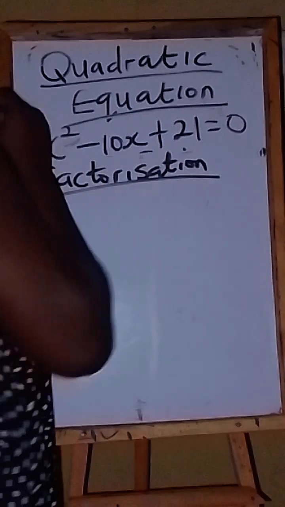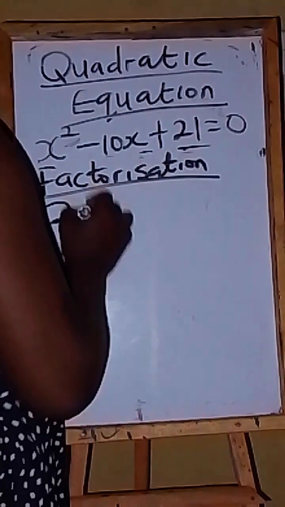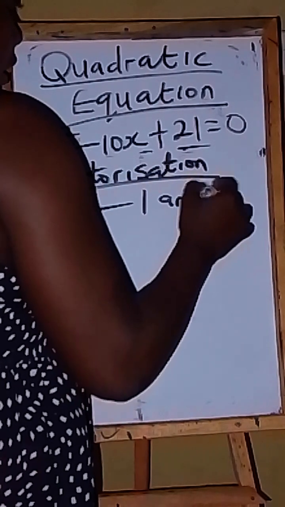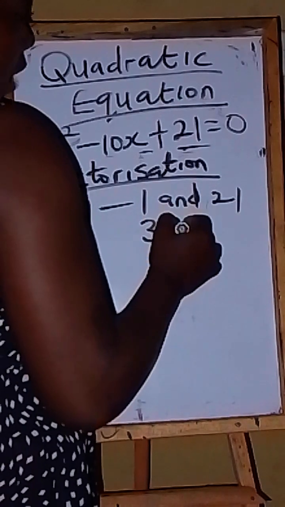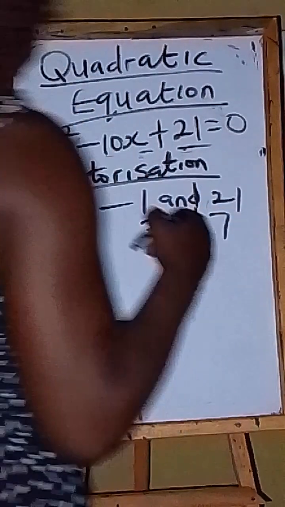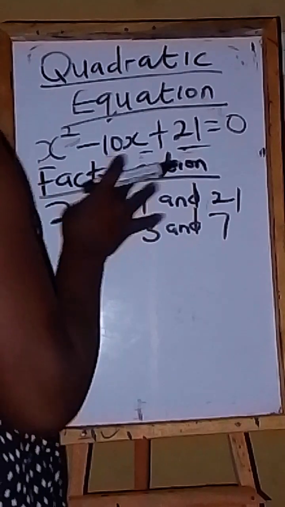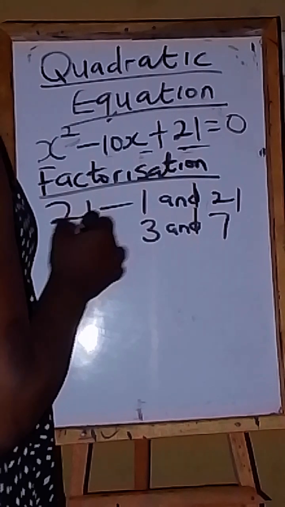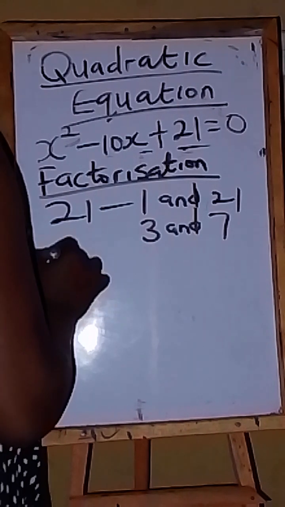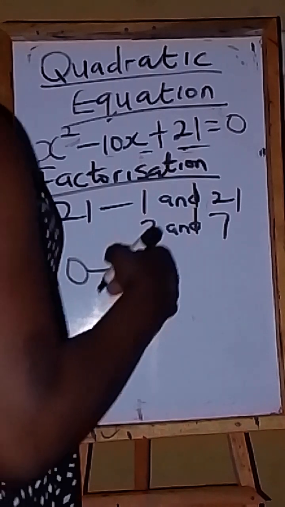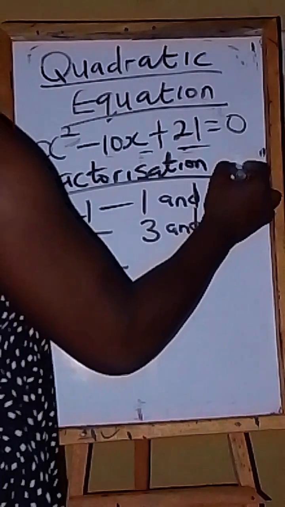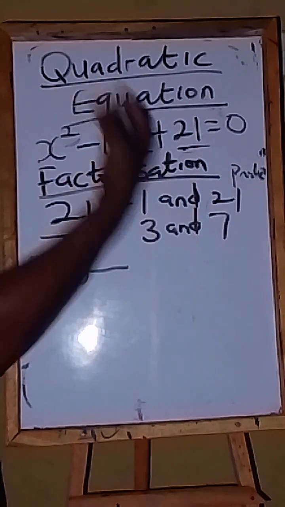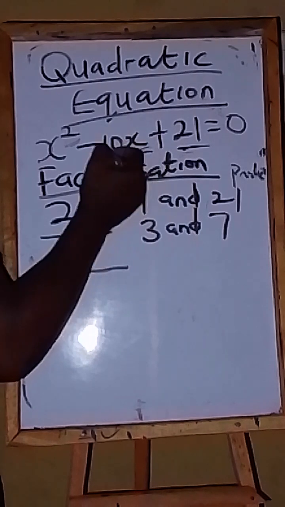What are the factors? You pick this 21. What are the factors of 21? We find the factors of 21. The factors of 21 are 1 and 21, 3 and 7. These are the 2 factors that we have. Then, same thing, 10. This one is for products. Then you can try finding the products. Then this is for sum.